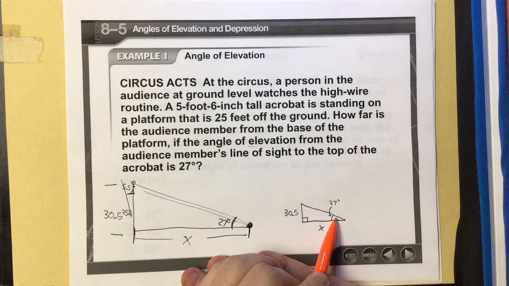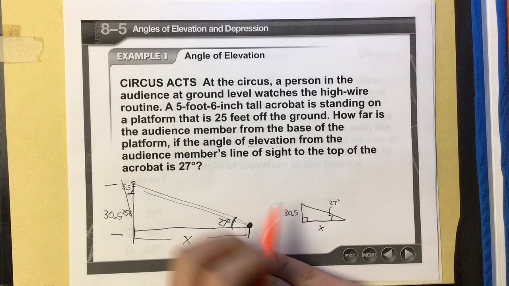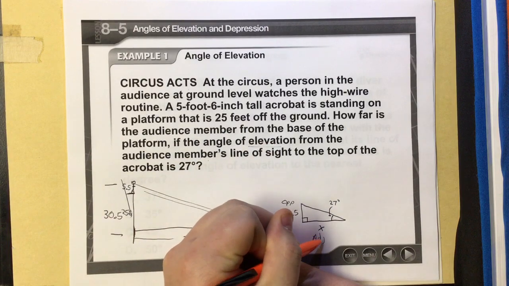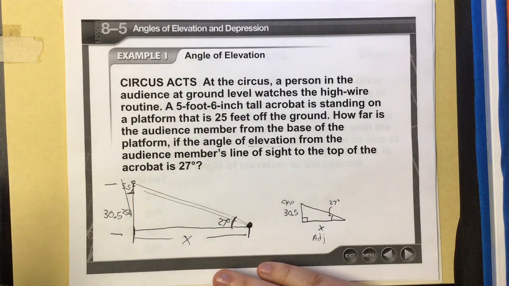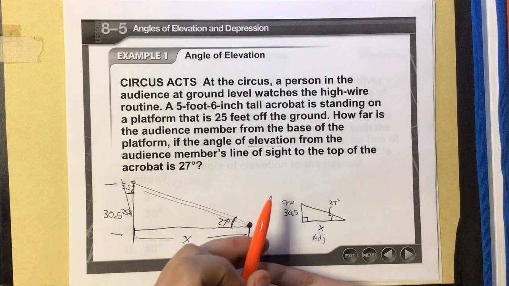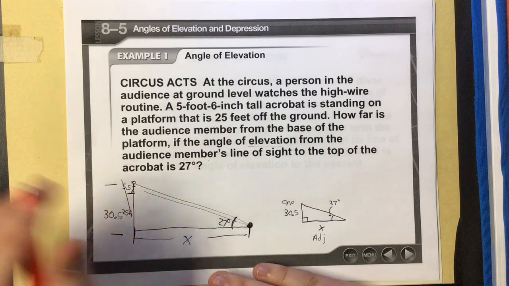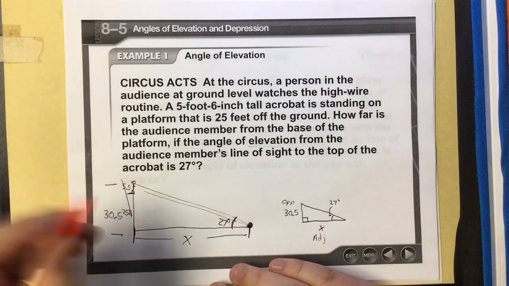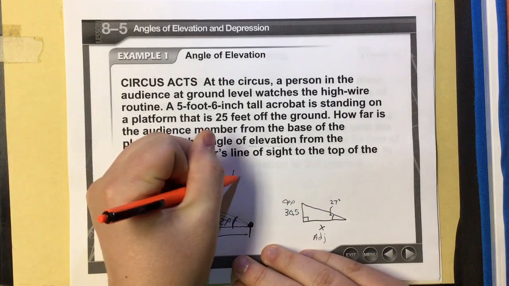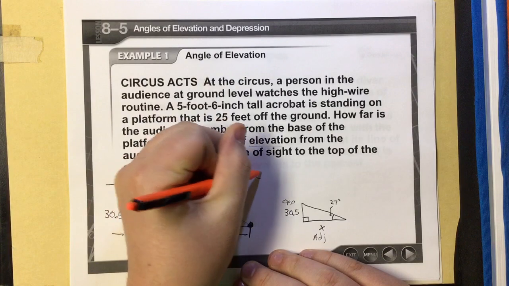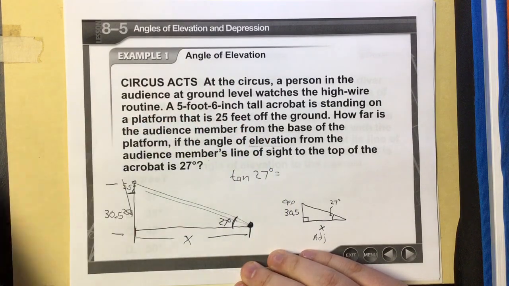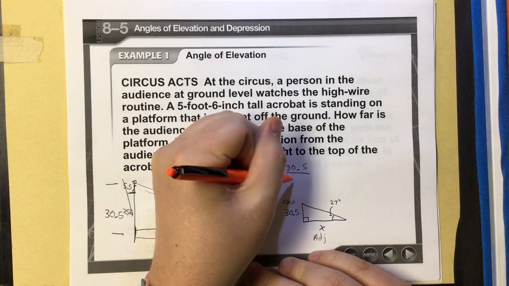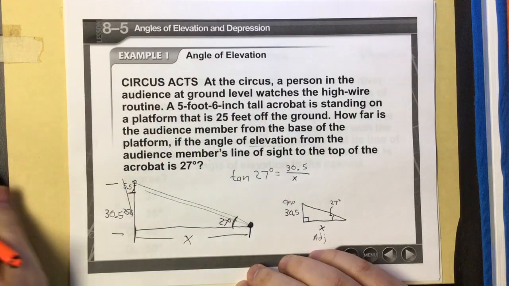This one here, we have our angle, 30.5 is opposite of it. X, what we're looking for, is adjacent. Remember, it's always what do you know, what are you looking for? In this case, what we know is opposite, what we're looking for is adjacent. Opposite and adjacent from SOHCAHTOA. TOA, tangent. Tangent of our angle is equal to opposite over adjacent, which we called X.